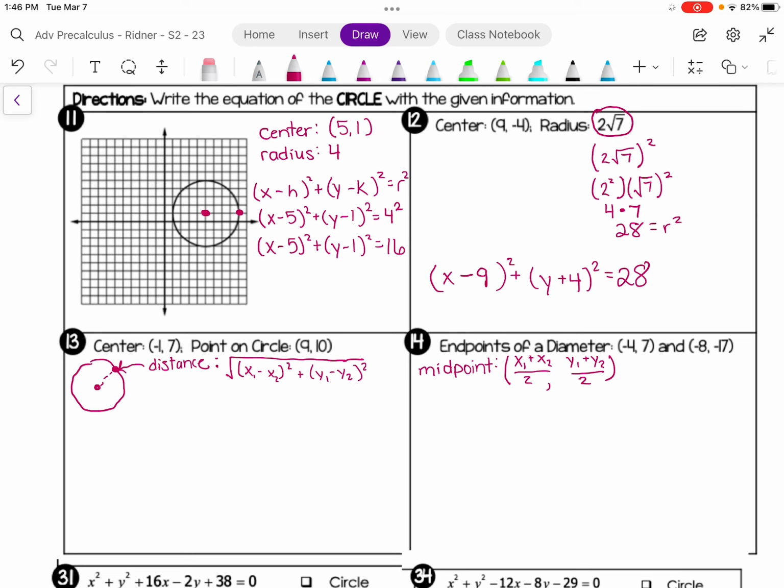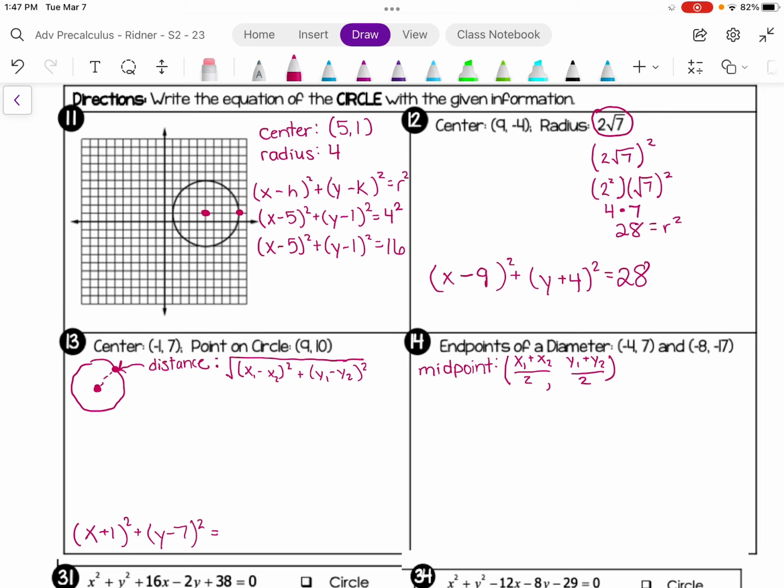All right, 13. I gave you a hint there. I kind of drew you a little picture. So our center is not our problem. Our center is fine. So (x + 1) quantity squared plus (y - 7) quantity squared, no big deal. It's what is the radius? We don't know what the radius is. That's what we've got to figure out.